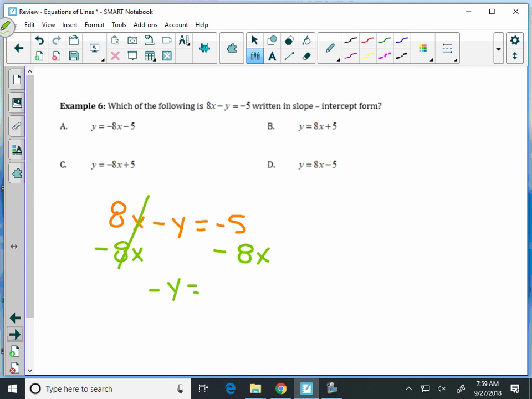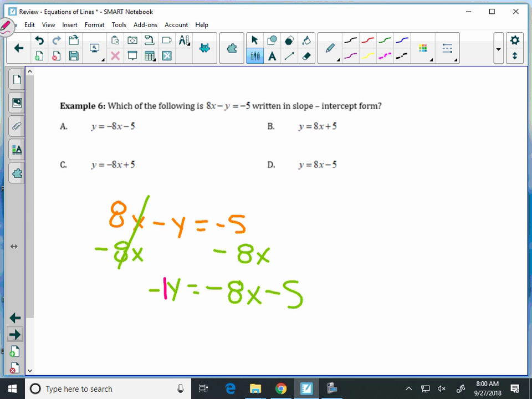Again, we cannot combine the 5 and the negative 8x because they're not like terms, but in slope-intercept form, the x is always first, and then tack a negative 5 on at the end. Is y completely by itself? No. We have a negative in front of that y, and that negative is technically representing a what? A negative 1. So what do we have to do to get rid of that negative 1?